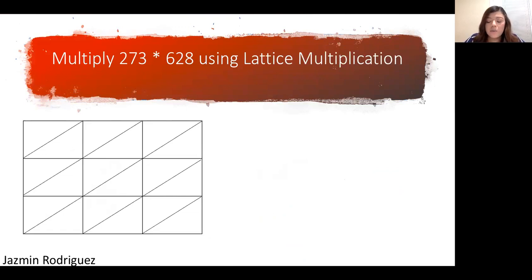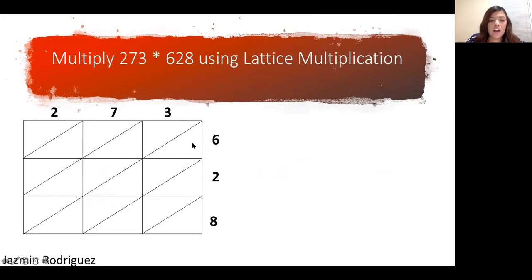So the very first thing that we're going to do is put our first multiplicand on the top. So 2, 7, and then 3. And then we're going to go ahead and write our second multiplicand down the side, which is 6, 2, and 8. And you always start with your hundreds value on the furthest left. So that's how it's always going to go in order.